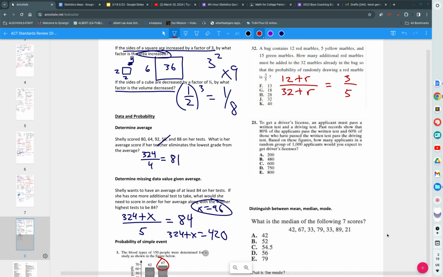1, 2. Okay, maybe 3. Last hour, only 2 people set it up. It's okay to not set it up. What was your way of finding it? Because the correct answer is 18. If you didn't set that up, what did you choose to do? Yeah. I did 12 plus x equals 3/5 times x plus 32. Okay. All the right.